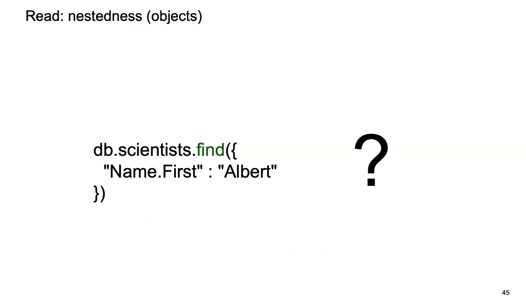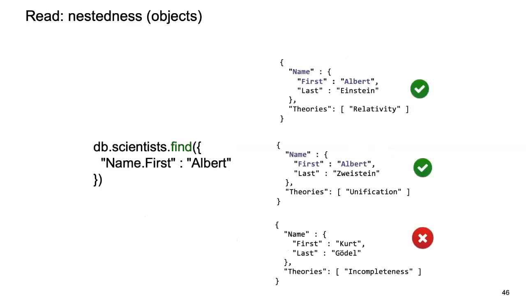Well, this is where the dot actually comes in handy. Because if we want to actually look up inside an object, for example, what if I'm looking for an object that has, within the key name, and then within that, another object with the key first, and then it's Albert. So what does that match? If you say find name.first Albert, this is going to return the first one. You see first nested inside name, and the second one too, Albert Zweistein, also nested inside name, but not the third one, because name.first would be Kurt here.